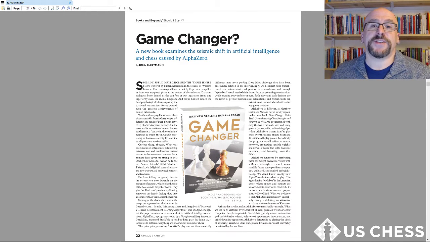So Game Changer is about AlphaZero, which, if you haven't heard of it, is a self-learning neural network-based chess engine that took the world by storm in December 2017 when it was revealed that this algorithm, which only knew the basic rules of chess, through 44 million games of self-play and through tuning of its neural nets, within 9 hours became the strongest chess-playing entity on the planet.